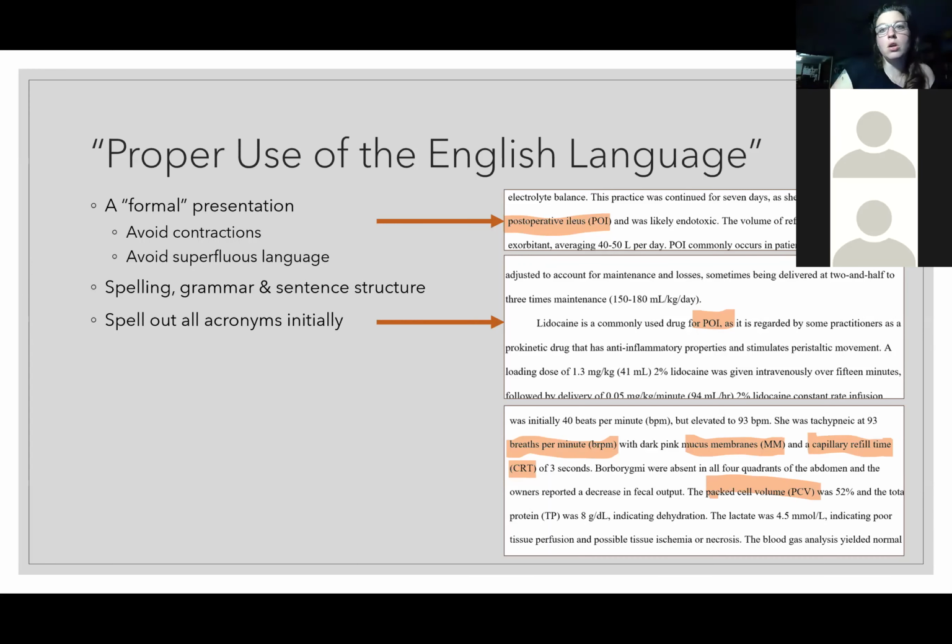When you're writing out your treatments, make sure that you're using generic names of drugs. That is, unless the brand name is particularly relevant to that treatment. So an example is that instead of writing that my patient received Banamine, I wrote that the patient received Flunixin Meglumine.